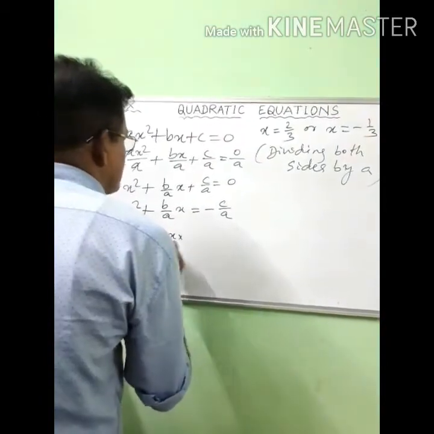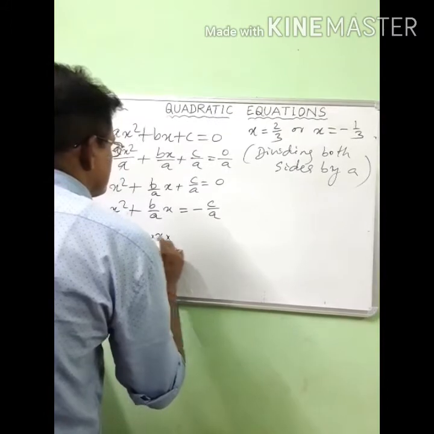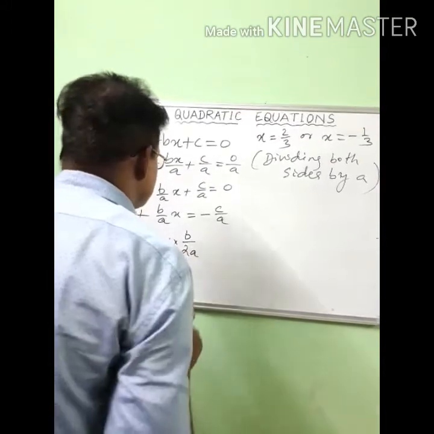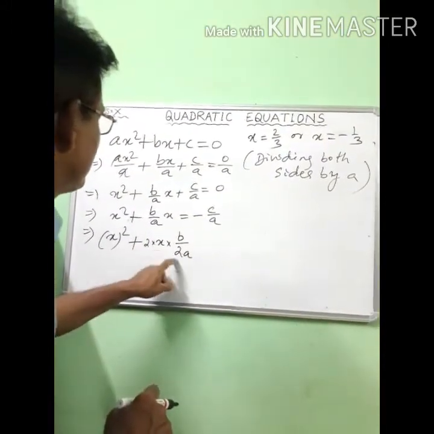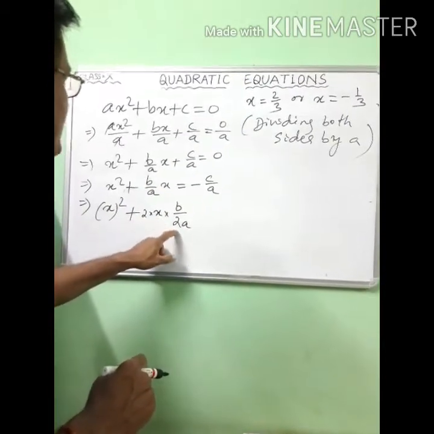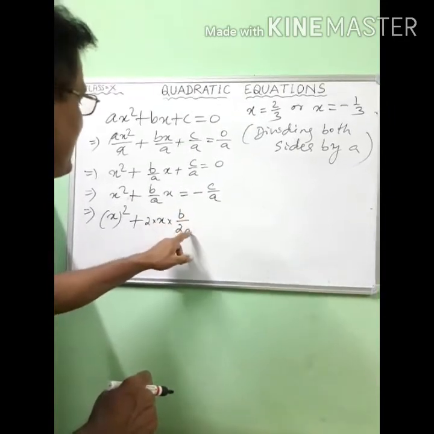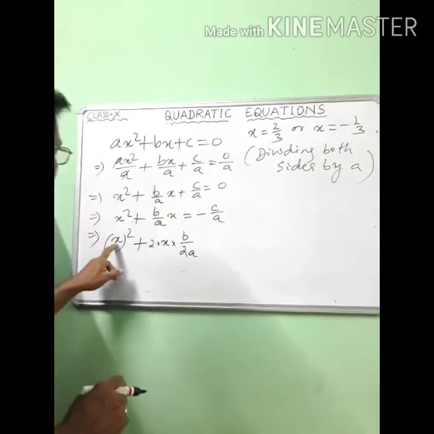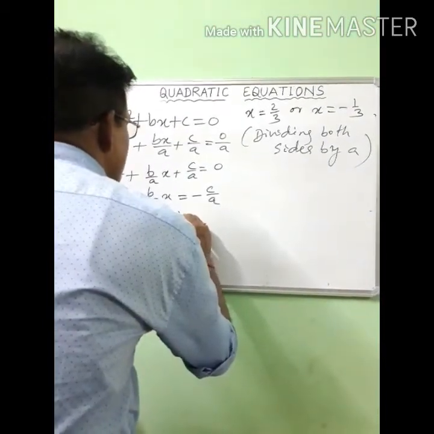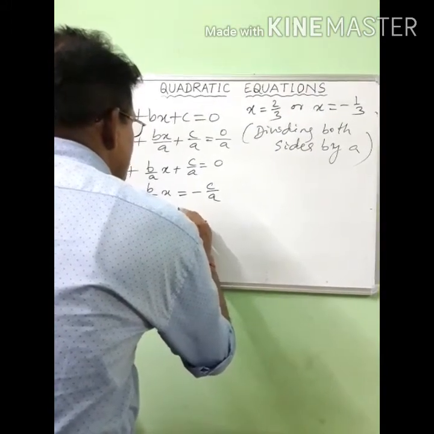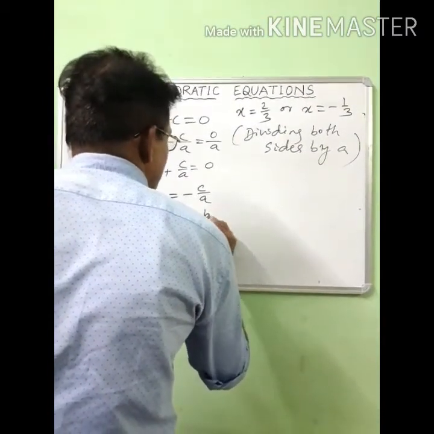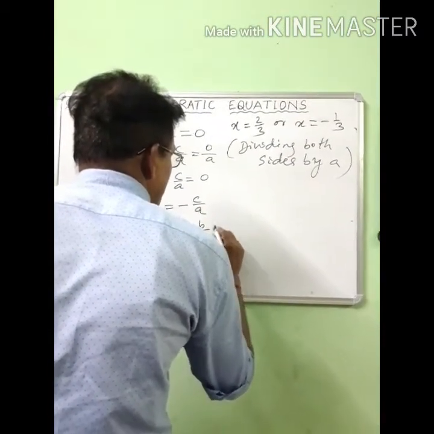That is b by 2a. Clear? b by 2a means 2 cancels, so the result is b by a x. Clear? So a square plus 2a into b, the value of b is b by 2a. Okay, plus b square, b by 2a whole square.